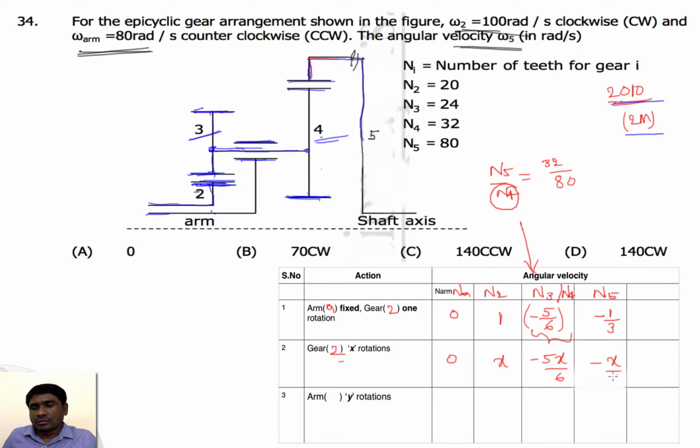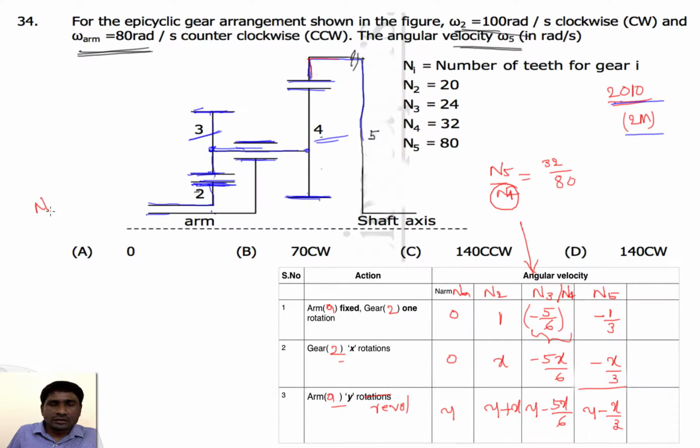Now we'll take that arm A is making y revolutions. So simply it's an addition. This is the final one, and here y minus x by 3. Now we'll see here, N2 equals 100.